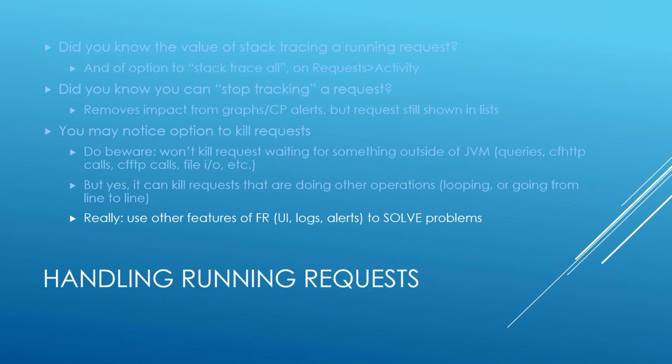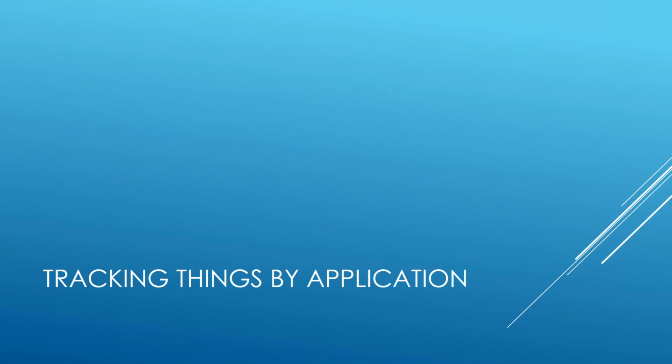It's not your CFML engine. It's not your code. It may not even be the database. It may be something on your server that's impacting CF, in my case CF, and it's making it slow. It's not CF's fault. It's something else on the box. And as I say here, there are other features of FusionReactor, either the user interface, the logs, or the alerts, that can help you really solve such problems. And this is not a presentation on how to solve problems with FusionReactor. Remember, it's just hidden gems.